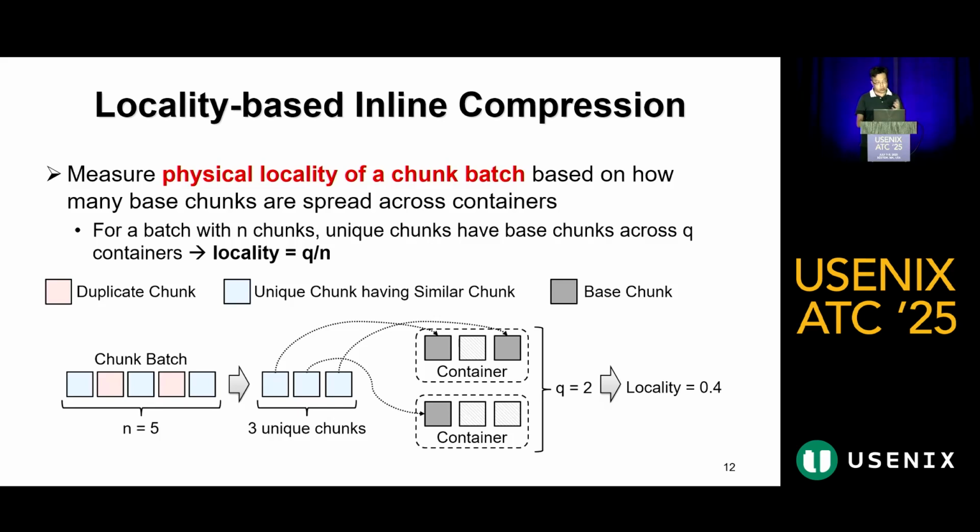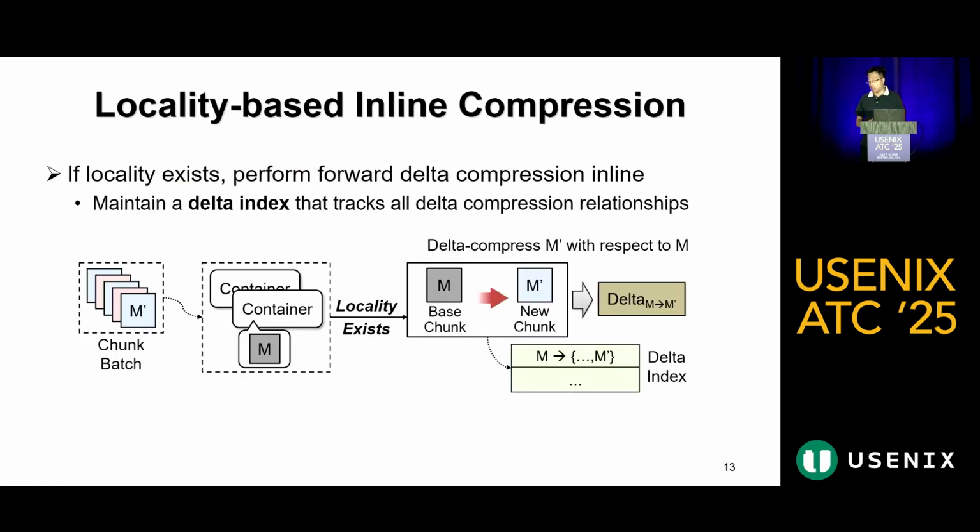Then we use a threshold and compare whether this locality is greater than the threshold or less than the threshold. If it's greater than the threshold, that means they are clustered together, so locality exists, and we can perform forward delta compression inline. In this case, we maintain a data structure called a delta index to track all the delta compression relationships. The details are in the paper, but the idea is we just perform forward delta compression on the write path.